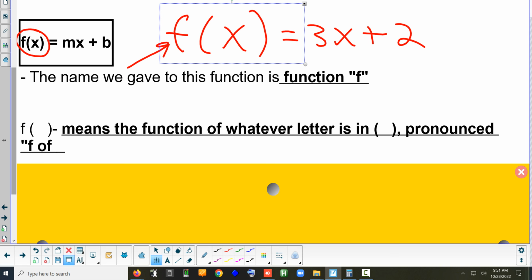So how do you pronounce that? You don't say F parenthesis X parenthesis. That's not how you say it. Okay? When you want to pronounce this, say it was with an X in there like that, it's pronounced F of X. That's how you pronounce this. F of X. And then you could say equals 3x plus 2.